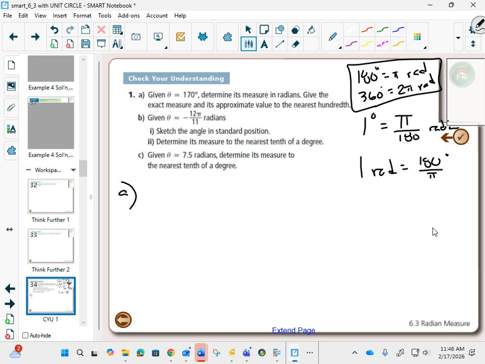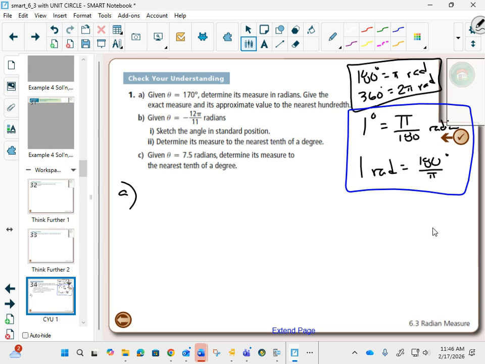We started off with 360 degrees was 2 pi radians. We then cut them both in half. 180 degrees would be pi radians. These two formulas here can help you convert from radians to degrees very quickly.